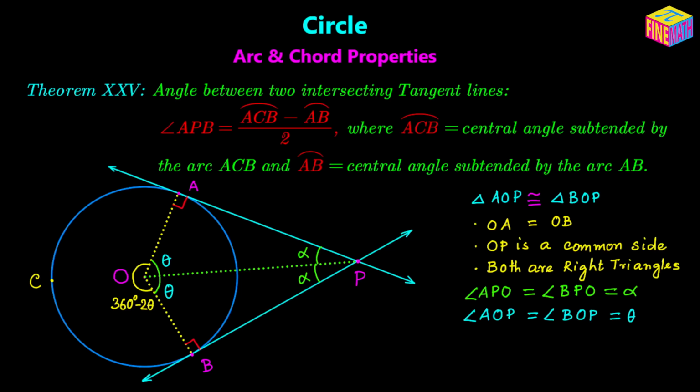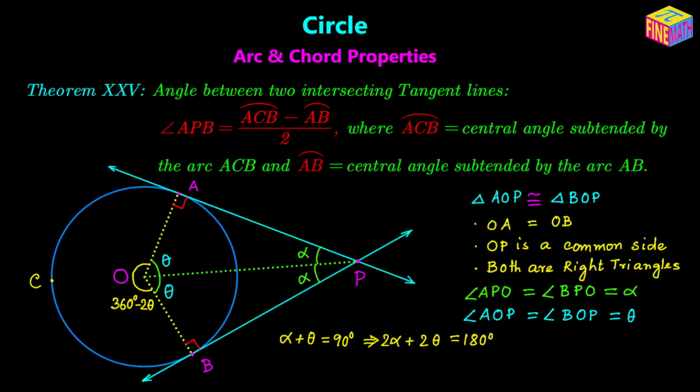Now if we look at any of the right triangles here, alpha plus theta will be equal to 90 degrees, because they are the two other acute angles of a right triangle. So alpha plus theta will be equal to 90 degrees. And then if we multiply both sides by 2, we can say 2 times alpha plus 2 times theta will be equal to 180 degrees. And for this theorem, we are actually trying to calculate the value of 2 times alpha, which is the angle APB. We are trying to calculate the measure of that angle, right? So ultimately we have to find out what is 2 times alpha.